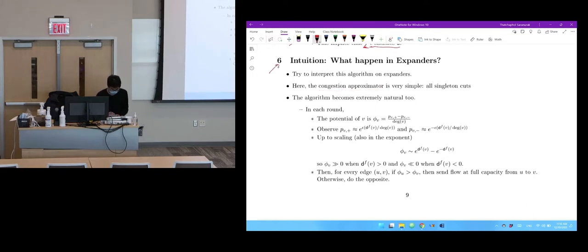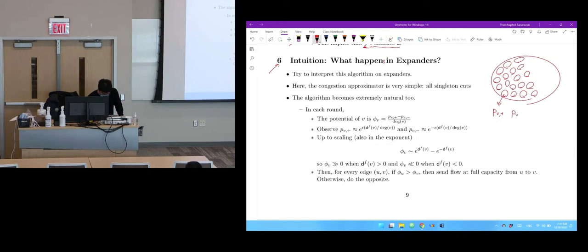Let's spend some time on this. So what happens in an expander? Let's look at what is going on when you apply this algorithm on an expander. On an expander, you know that the cut approximator is just a singleton set, so there is no non-trivial cut or anything like that. In each round, the multiplicative weights framework gives you the weight on each cut. Now I can write P_v plus and P_v minus, the two weights corresponding to each cut.